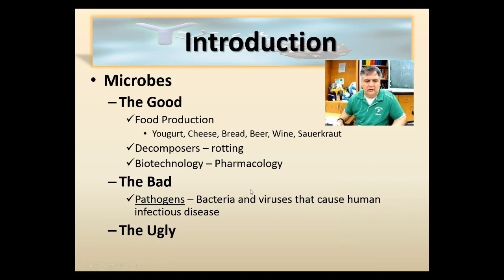The third group of microbes are what I call the ugly microbes. They're pathogens as well, but they're particularly virulent or strong, and they cause disease very quickly, and they can result in the death of an individual very quickly as well. These would include diseases like AIDS, which is caused by the HIV virus, Ebola, which is in the news a lot these days, and Salmonella, which is a type of bacterial infection that causes food poisoning.